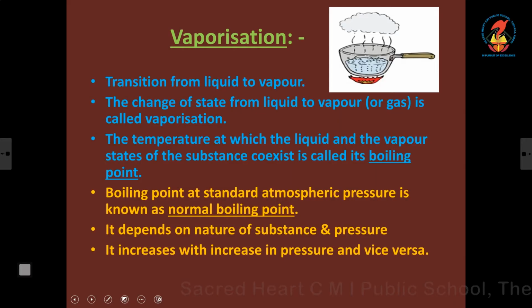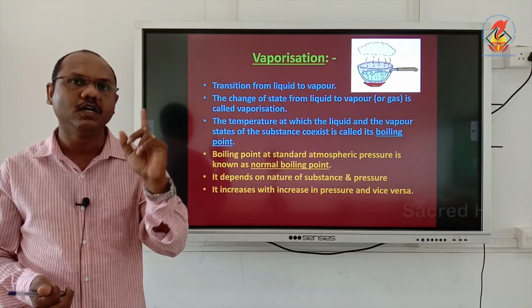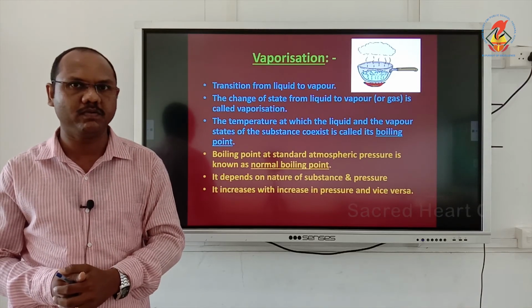Now, vaporization we have already studied. It is the transition from liquid to vapor. The boiling point at standard atmospheric pressure is known as the normal boiling point. It depends on the nature of the substance and pressure. And we just now studied that boiling point increases with increase in pressure and vice versa. I have given you the examples also, so please note down those examples that I have told you.